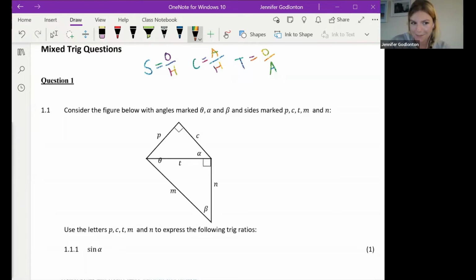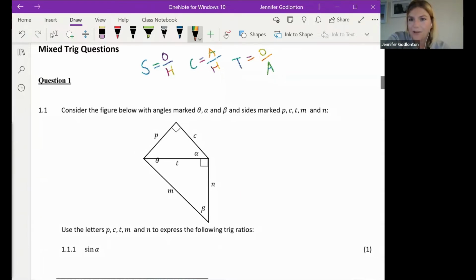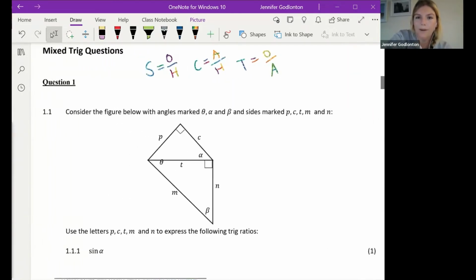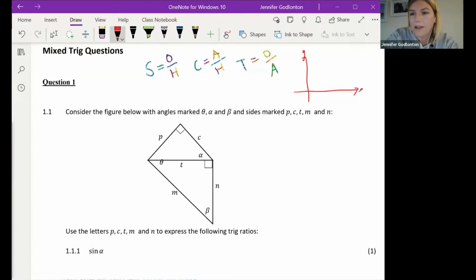Is that ringing any bells? Of course, yes. We're going to find our x, y's, and r's. So yes, we're going to label x, y, and r. We're going to draw ourselves a little baby Cartesian plane situation to help us see what's going on. That's our y-axis, that's our x-axis.